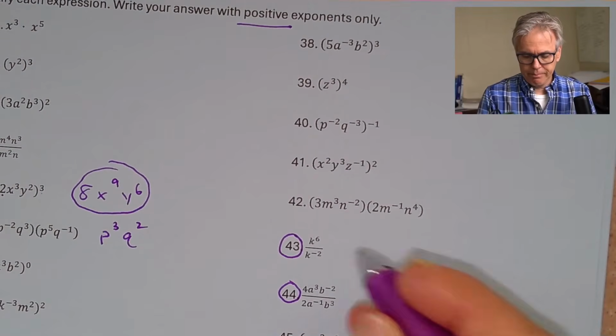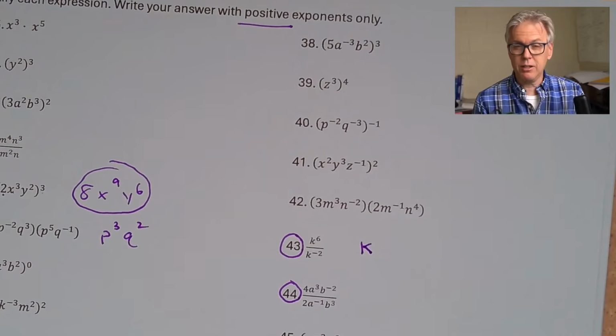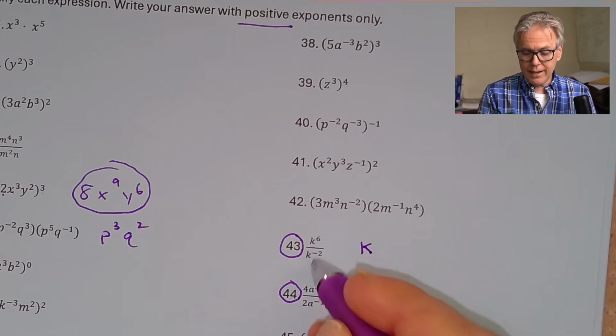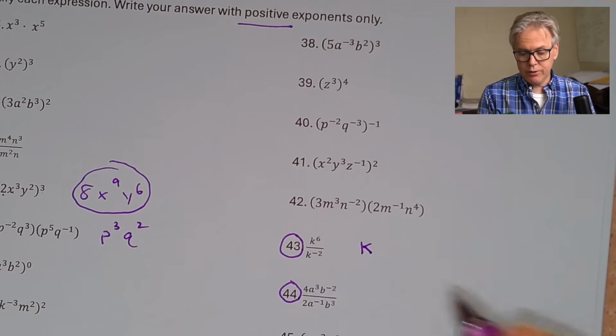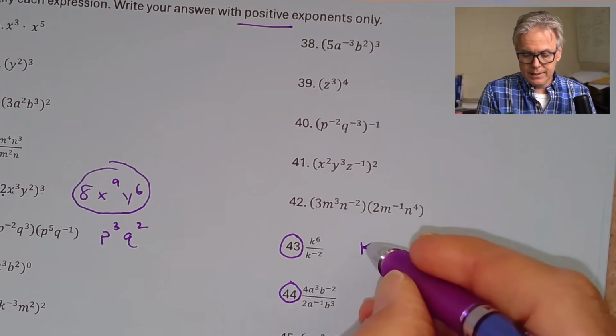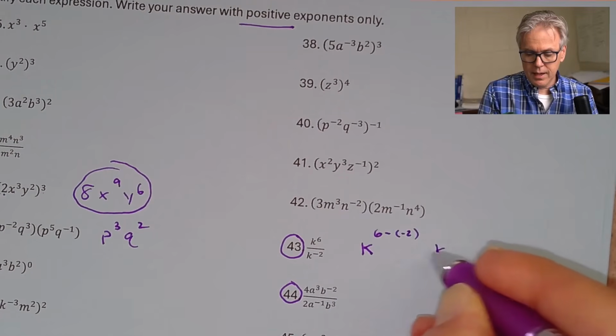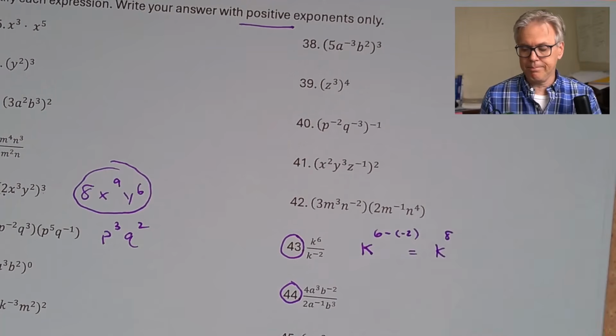Number 43. This one is highly missed. So be careful on this. Again, you got two options. You can go ahead and subtract 6 minus negative 2. The students really miss that a lot, even in the calculus sequence. They will miss that, so really be careful. 6 minus, I'll even write this out, 6 minus negative 2 is k to the 8th.